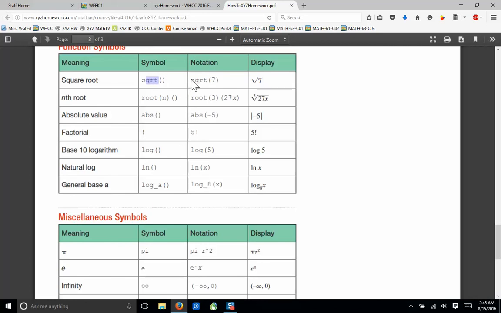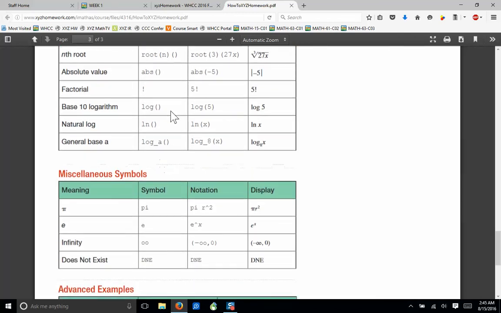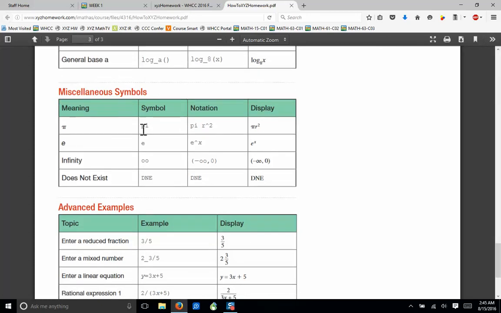So the notation would be like this. SQRT, parentheses 7 would be the square root of 7. So this is the math language you would put in, or how you would write it in. So if you don't want to use the math palette and you want to write in pi, just put PI. And that's the language that's used to put it in.